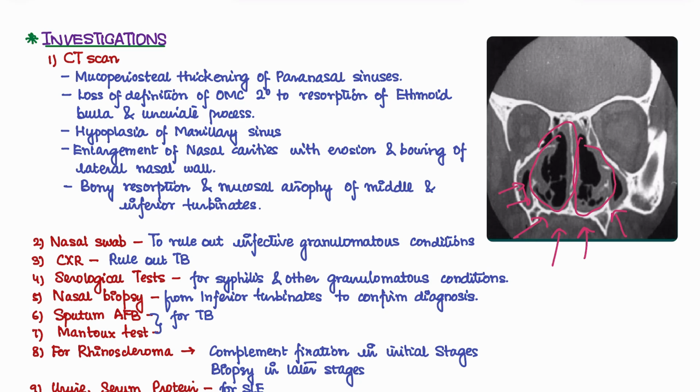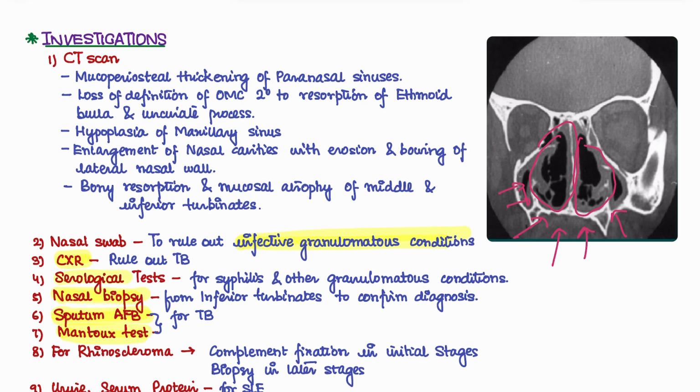Second, the rest of the investigations will be aimed towards finding out if there is a secondary cause. For example, a nasal swab will help you rule out infective granulomatous conditions. If you want to rule out TB, you can do a chest x-ray, a sputum for acid-fast bacilli, and a Mantoux test. A nasal biopsy will help you in confirming the disease by seeing the histological features.